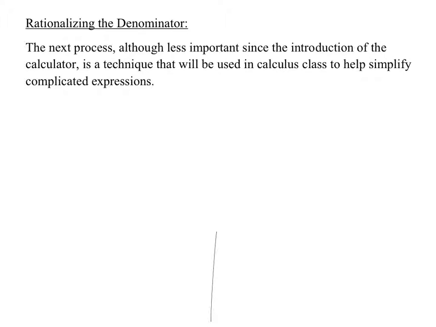Denominator. There we go. It says rationalizing the denominator. The next process, although less important, blah, blah, blah. Let me explain real quick, and because we're running out of time, I don't want to hammer on this.